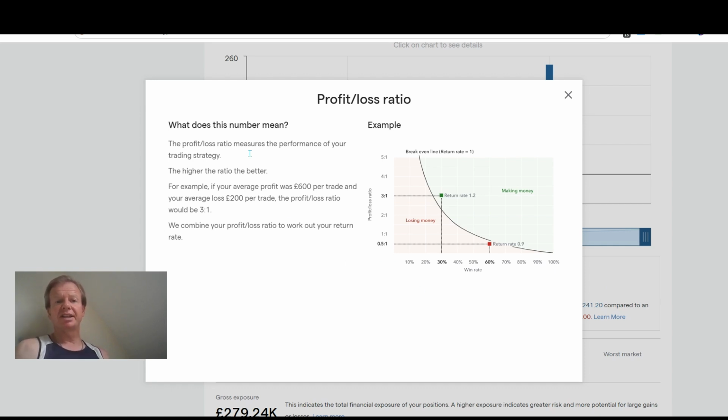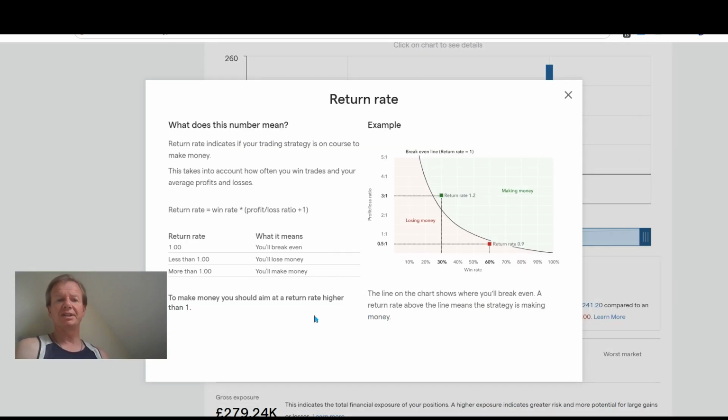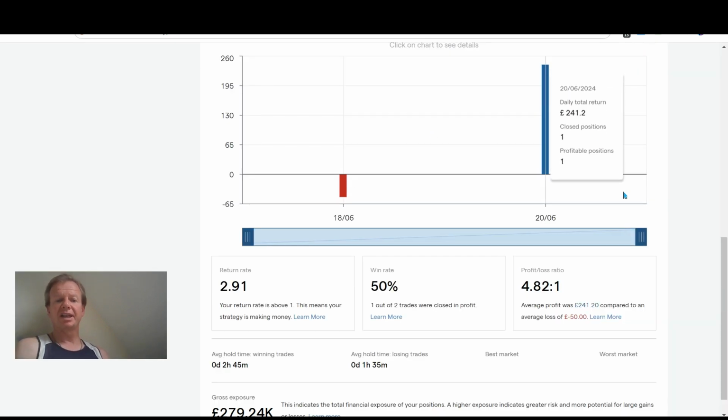So as it says here, profit loss ratio measures the performance of your trading strategy, so the higher the ratio the better. And it says there, if your example is £600 per trade profit, and the average loss per week is 200, that's 3 to 1, which is a good return. Okay, so you don't need to work out how they work it out, and then here the return rate is basically 2.91. What they're saying is that if that figure is 1, you're breaking even, less than 1, you're losing money, and more than 1, you're making money. And that's how they work it out.